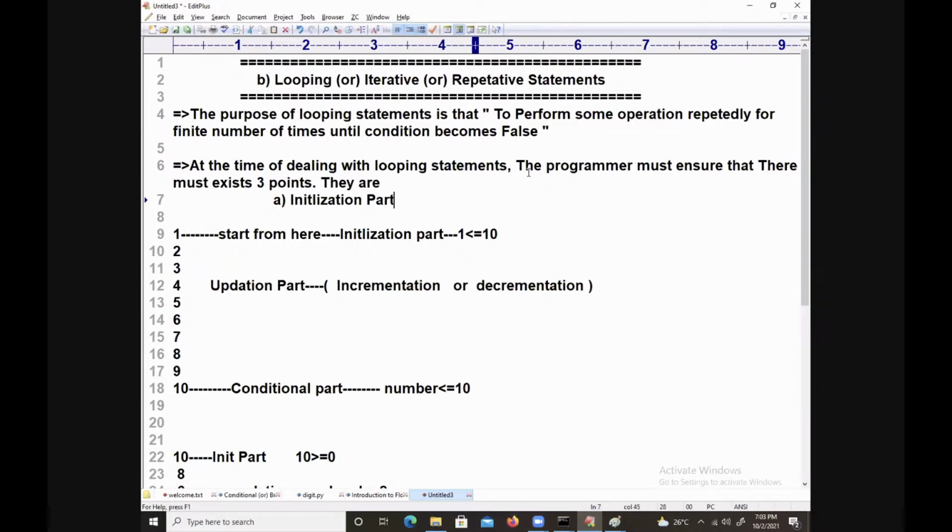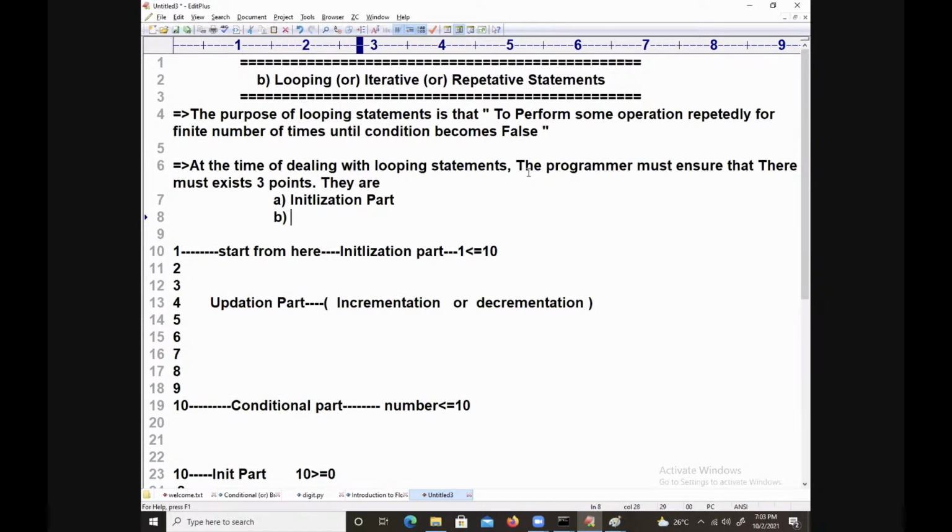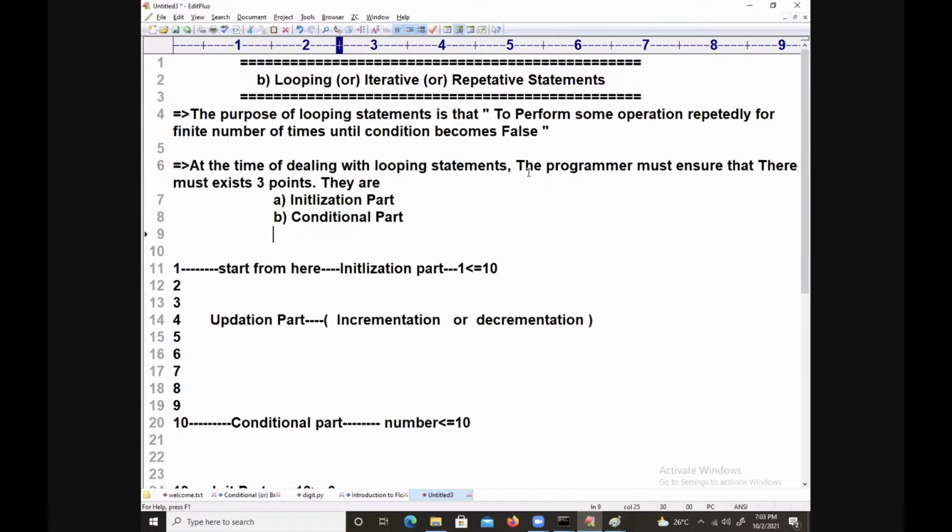The first part is that. The second one is called the conditional part. And the third one is called the updation part. Only the first two are there, no use. Only the first and third are there, no use. Only the second and third are there, no use.